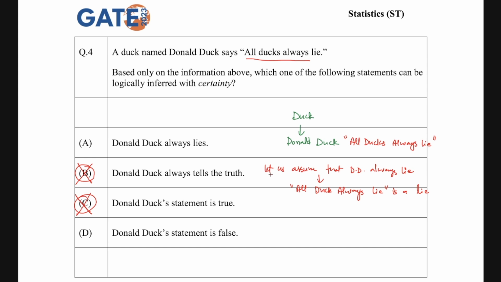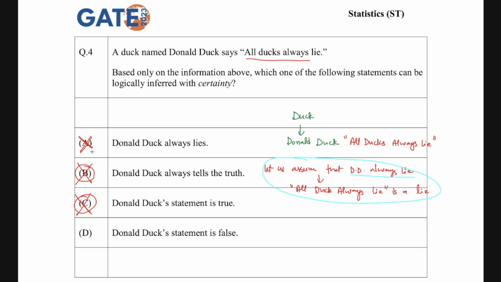See, understand this, that we have assumed that Donald Duck always lies. Okay, we have assumed this thing, that it always lies. And this statement that "all ducks always lie" is a lie, right? But if "all the ducks always lie" is a lie, that means right now Donald Duck is telling the truth, and that makes this whole thing again a paradox. So you have assumed that he is lying, but eventually he is telling the truth. So that makes statement A also incorrect.